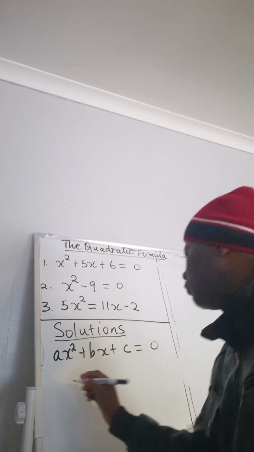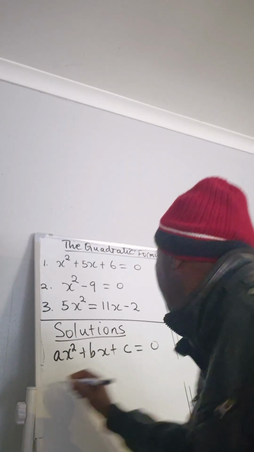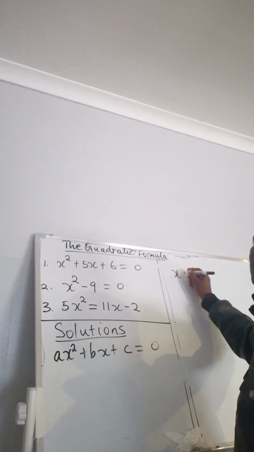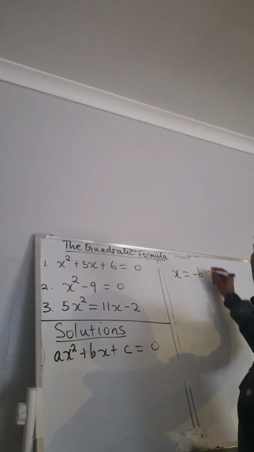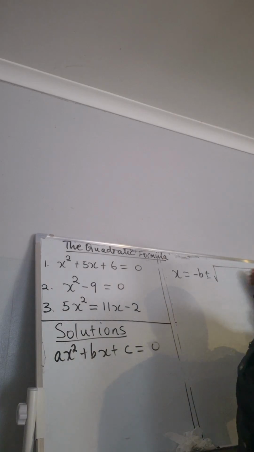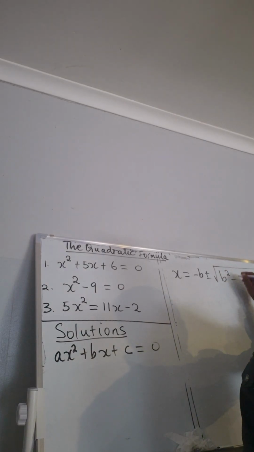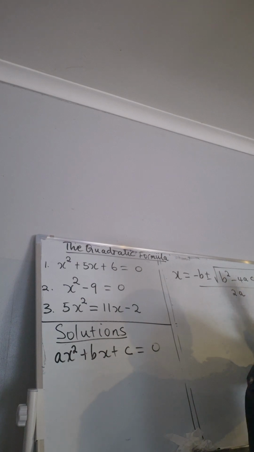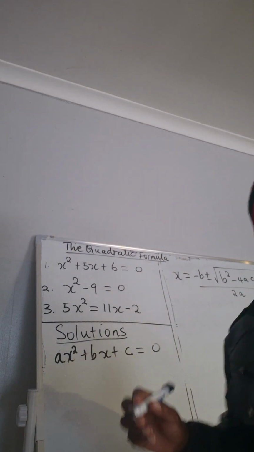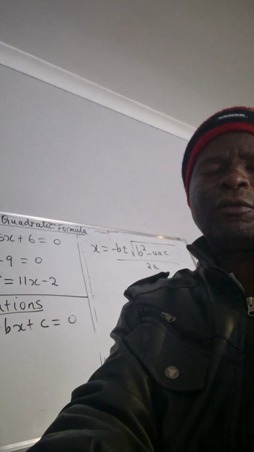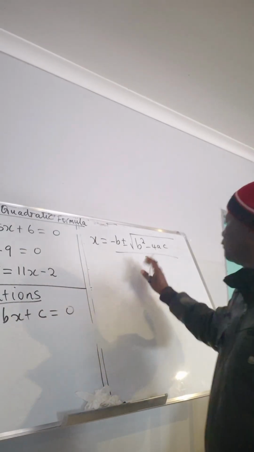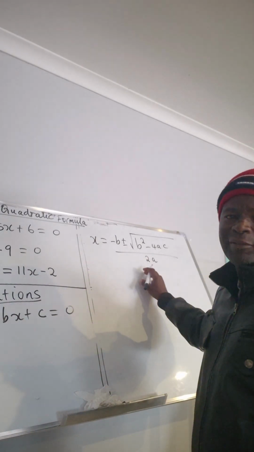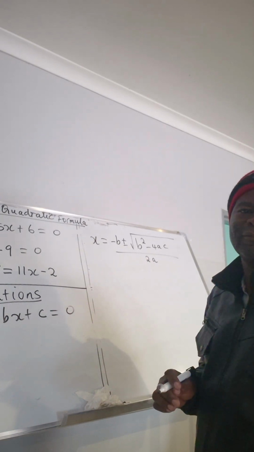So your quadratic formula, let me write here: x will be equal to minus b plus or minus the square root of b squared minus 4ac, all over 2a. I will show you how we arrive at this formula by the method of completing the square.